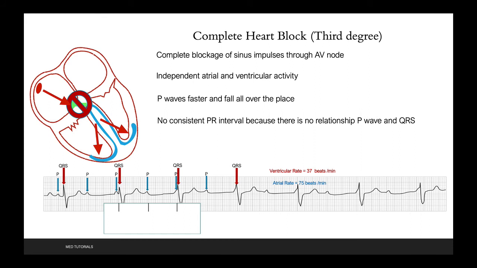So if you notice this ECG, there's no consistent PR interval because there's no relationship between the P wave and the QRS. The QRS may be narrow if it is paced from the AV node below the level of the block, or it may be wide if it is paced from the ventricles. So just by looking at the width of the QRS, we won't be able to say that it's a complete heart block. What we have to show is the P waves occurring at a faster rate and the QRS occurring independently. There's no correlation between the P and the QRS on the ECG.